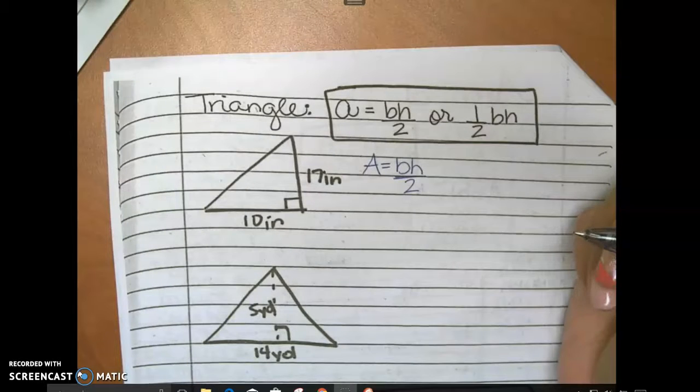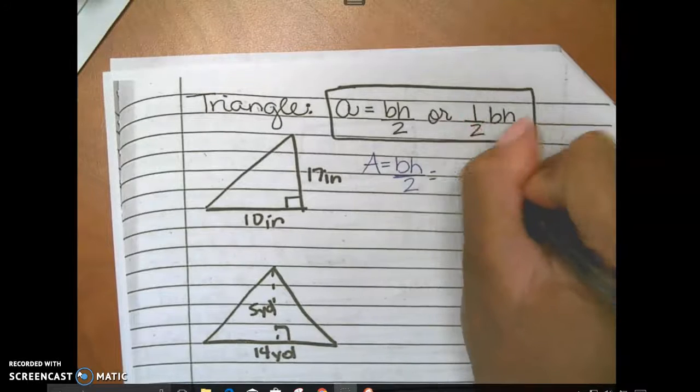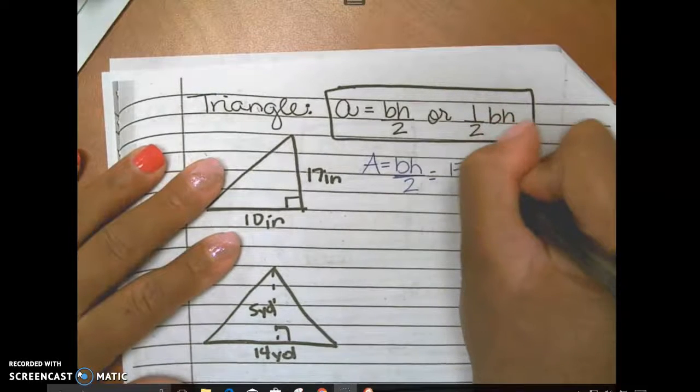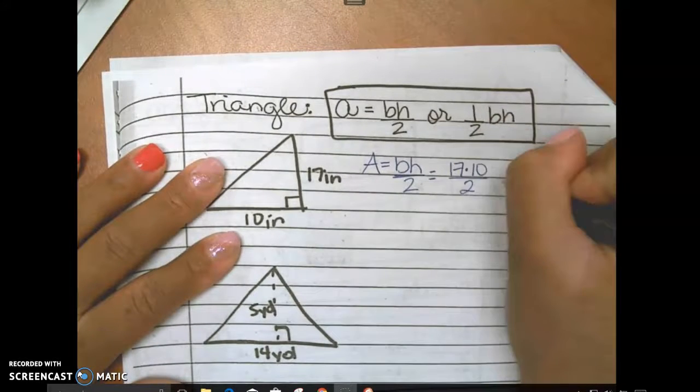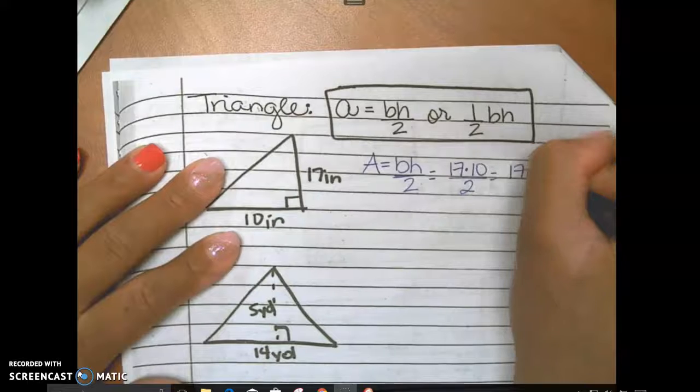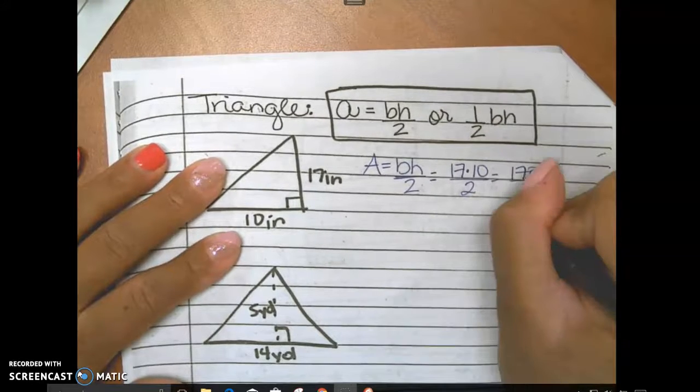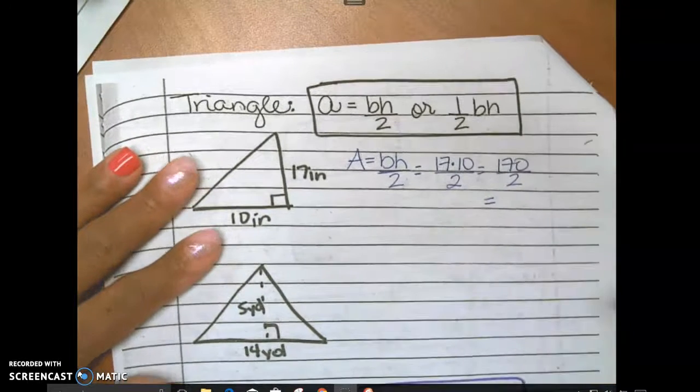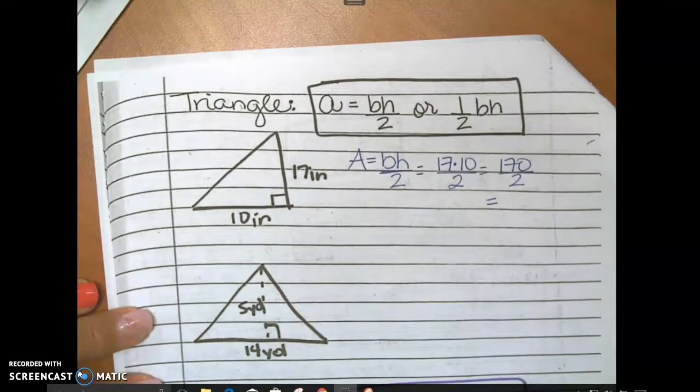Hold on. Base times height. What's my base and my height? 17 times 10, divided by 2. So half of 170. What's half of 17? 8.5. Okay, so then what's half of 170?